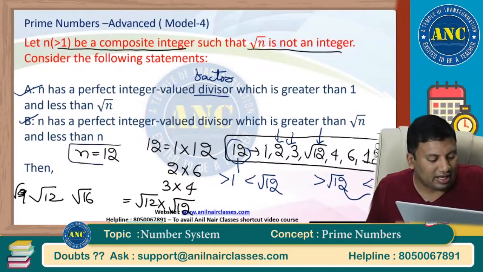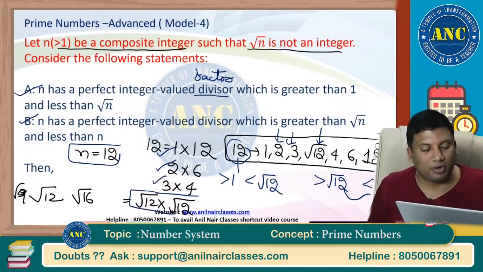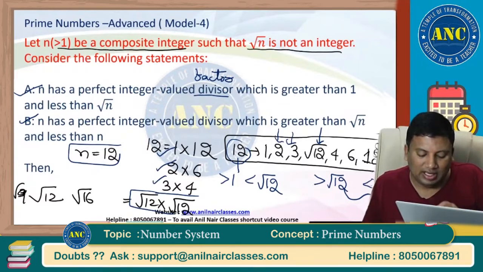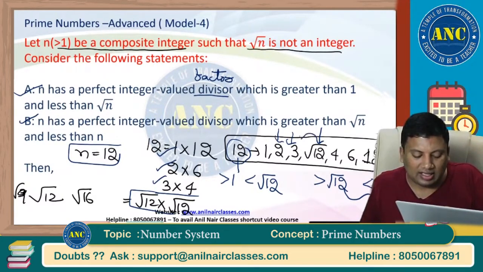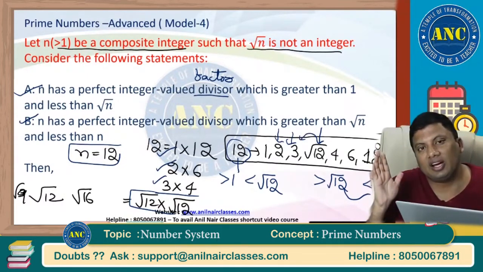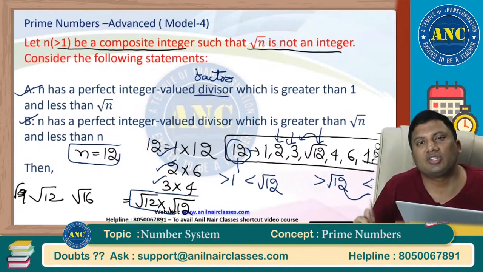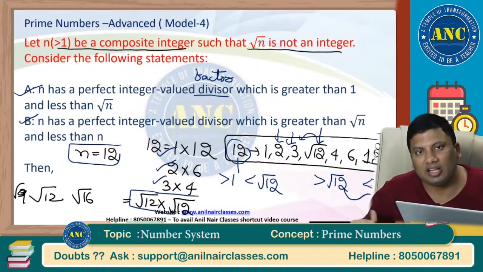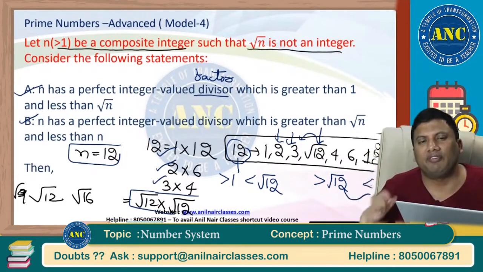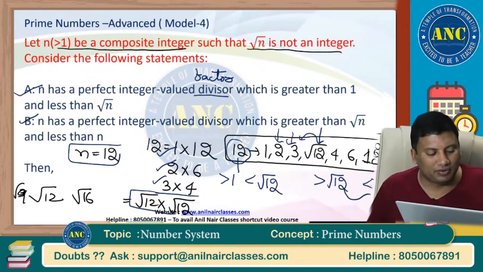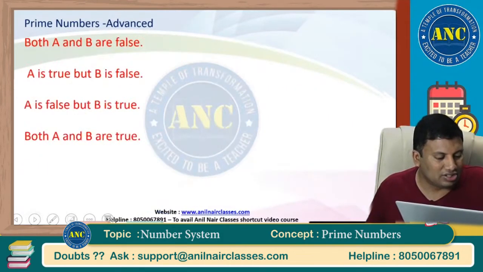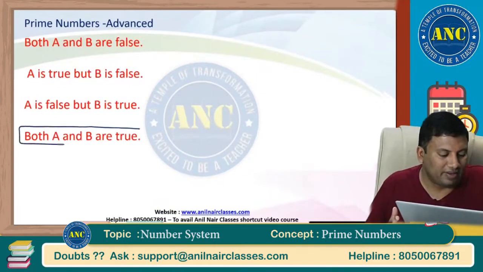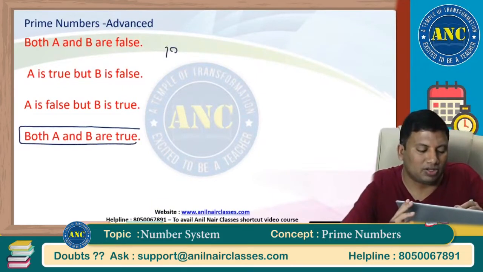If I take n equivalent to 12, 1 into 12, 2 into 6, 3 into 4, I will split it into root n into root n because the question is specifying root n. So 1, 2, 3, root 12, 4, 6, 12. There are some factors less than root 12. Less than root 12 is 3.4. What are all the natural numbers less than 3.4? 1, 2, 3. Among those, are there any integers which will divide 12? 2 will definitely divide 12, 3 will definitely divide 12. I hope the idea is clear. A is true and B is true. Very, very good question. You can take any other example also.